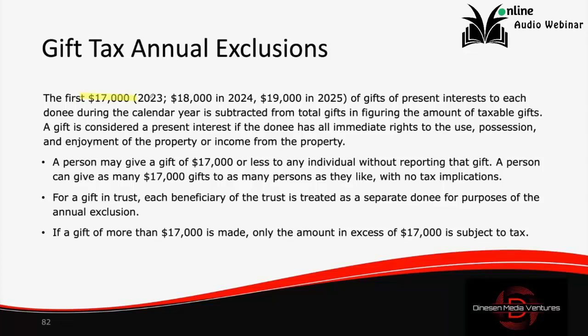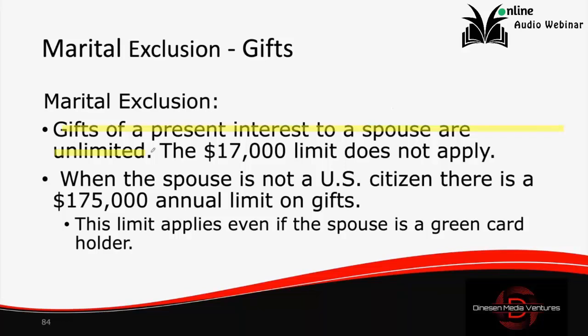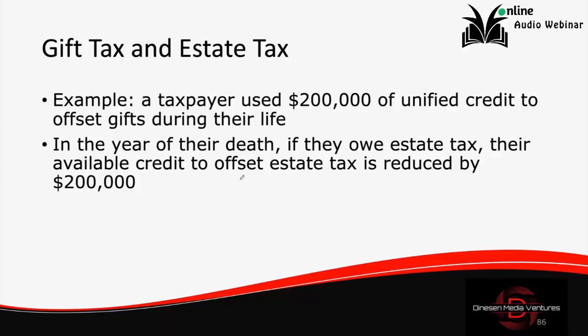If someone gives a gift above whatever the thresholds are, $17,000 in 2023, $18,000 in 2024, $19,000 in 2025, they might need to file a gift tax return. Gifts to a spouse are unlimited if it's of a present interest. Most of the time it will be a gift of a present interest. And that's what this example is saying.